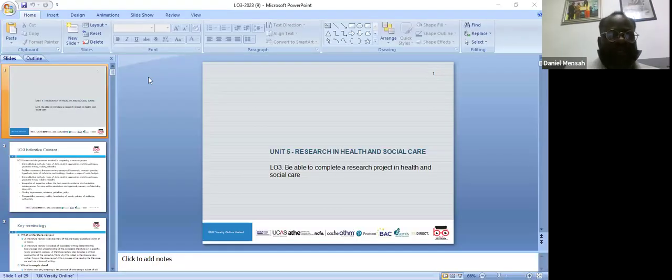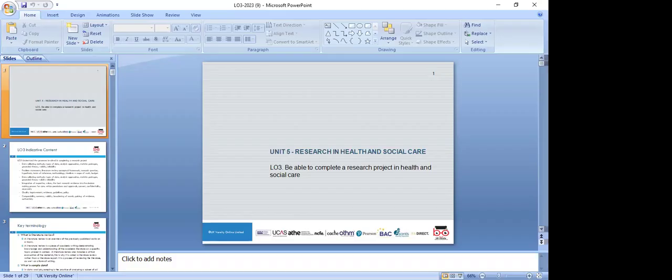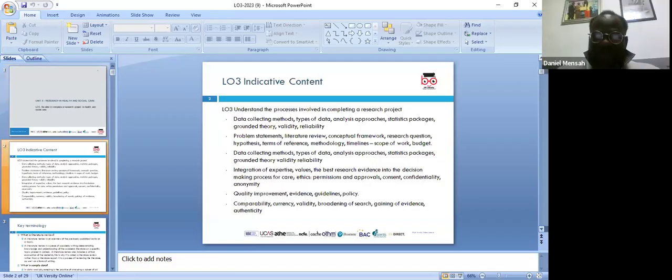All right, then we just have to crack on. So basically, what we intend to have today is to look into what we call research in health and social care, so that you might be able to complete a research project in health and social care. Okay. We've had lesson one and lesson two, and today seems to cover lesson three, which has to do more with understanding the processes involved in completing a research project.